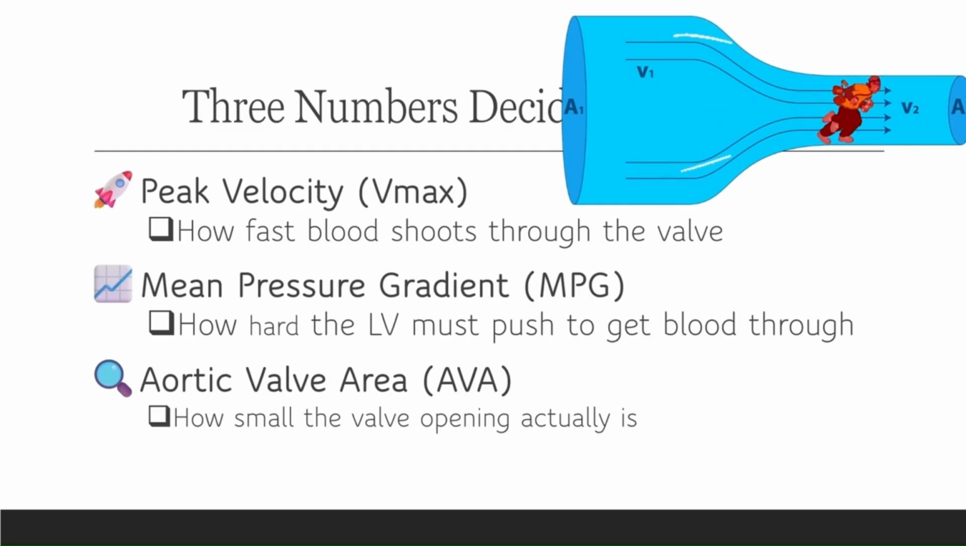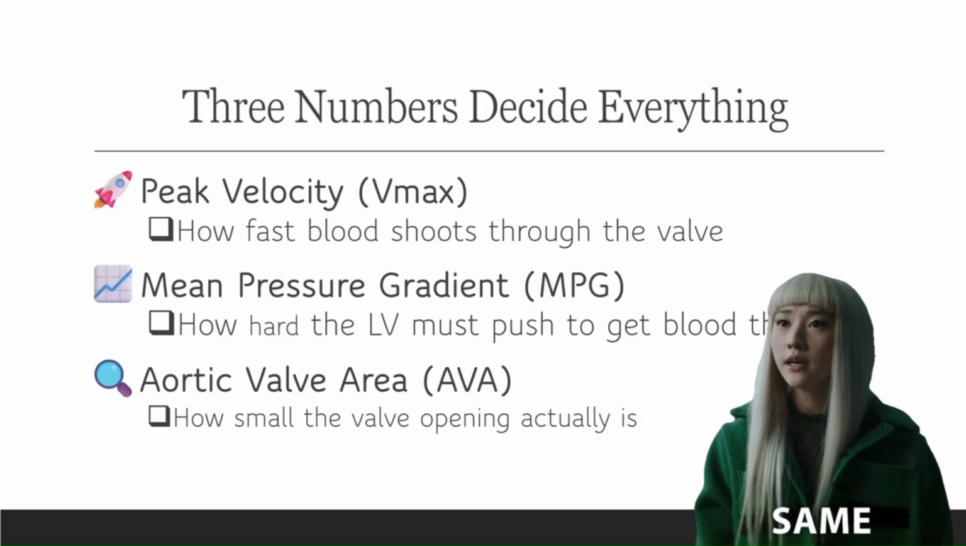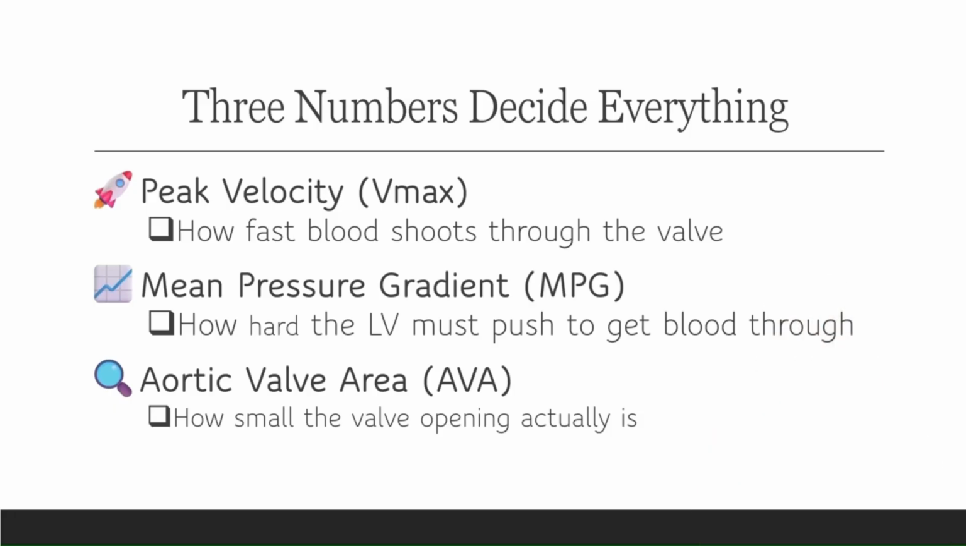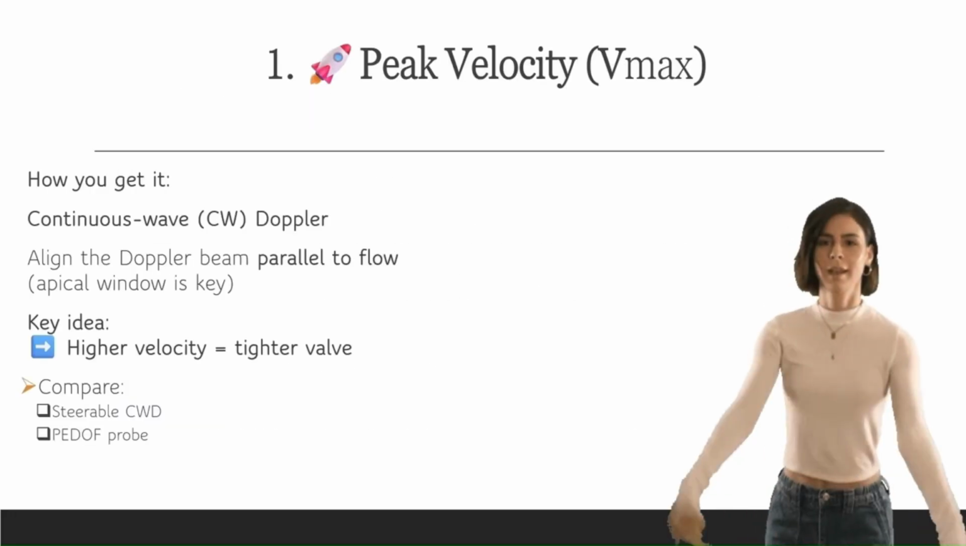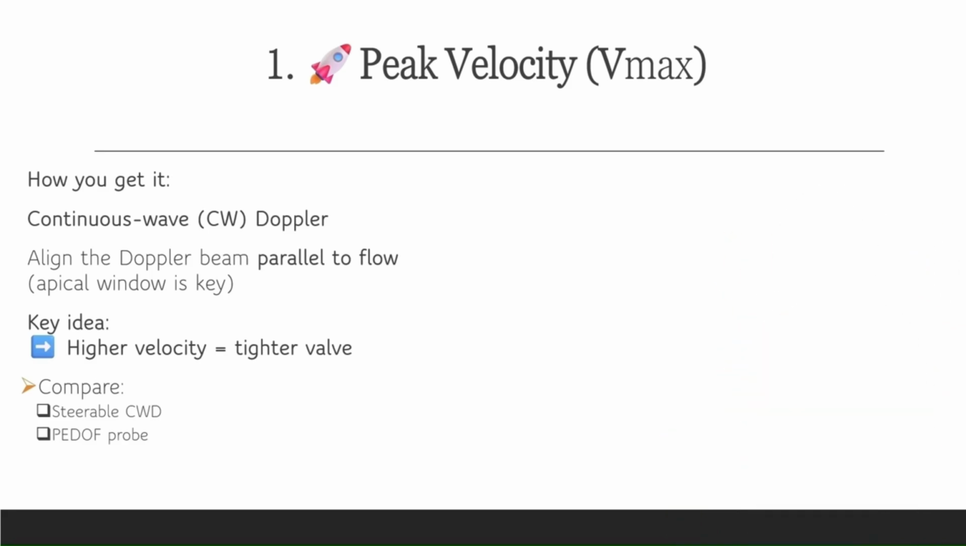We never use just one measurement. All three should tell the same story before we assign severity. Let's talk about the first one, peak velocity, or what we call Vmax. As stenosis gets worse, velocity goes up.